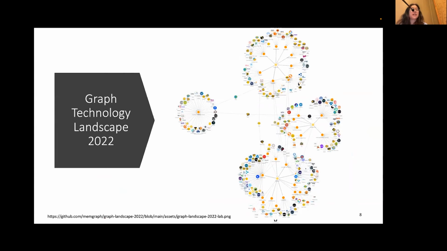So this is the graph technology landscape in 2022 created by Memgraph. It's actually like a tree. There is a categorization, and each leaf node is actually a graph technology company. So clearly this graph space is very crowded, and the market is also pretty fragmented, represented by many small-sized and medium-sized companies competing with each other, as well as competing with the large enterprises.